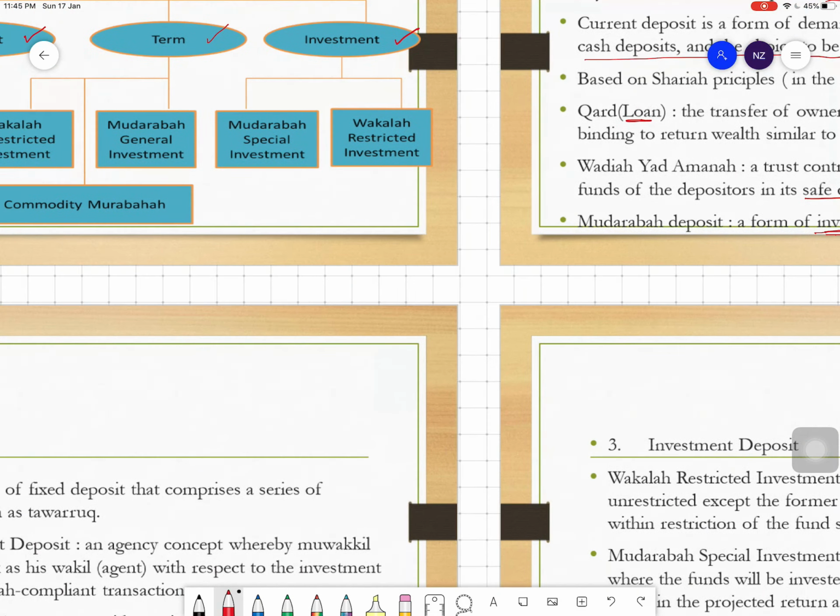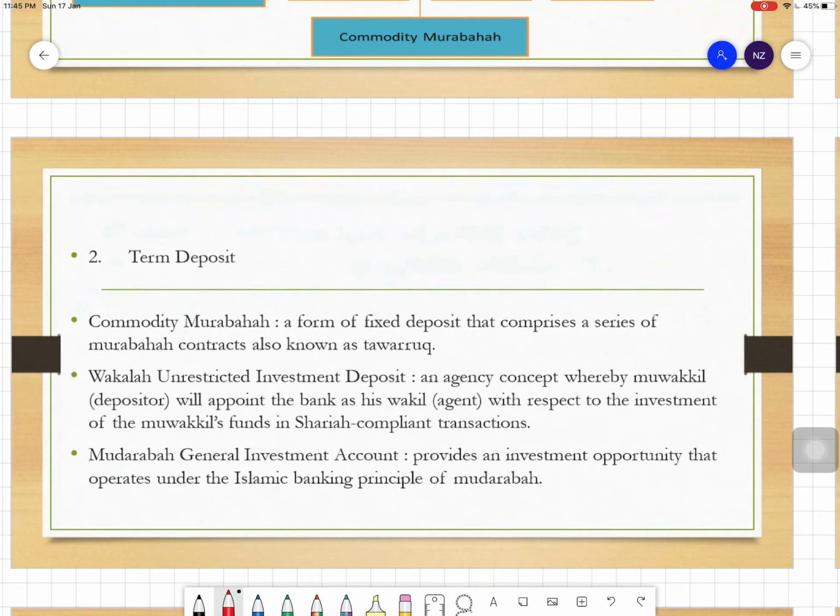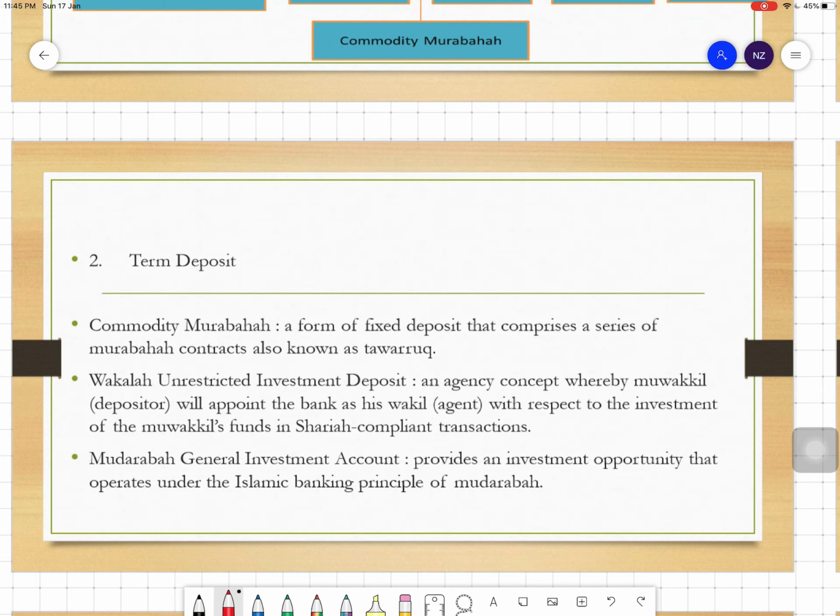Then the second type of deposit is term deposit. Term deposit ni boleh digunakan bersama ataupun dalam komoditi murabahah, wakalah unrestricted investment deposit and mudarabah general investment account. But secara amnya, you mesti kena tahulah kan maksud term deposit itu sendiri.